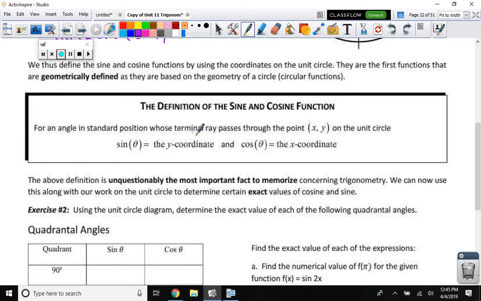For an angle in standard position whose terminal ray, we should know what a terminal ray is, right? We did all that vocab at the beginning. A standard position angle starts at the positive x-axis and passes through the point (x, y), and that point happens to be on the unit circle. Then we know that the sine of that angle is going to be the y coordinate and the cosine is going to be x. Okay?